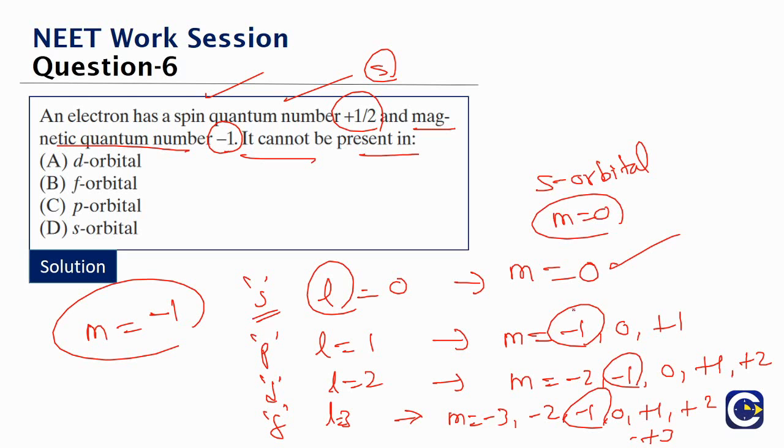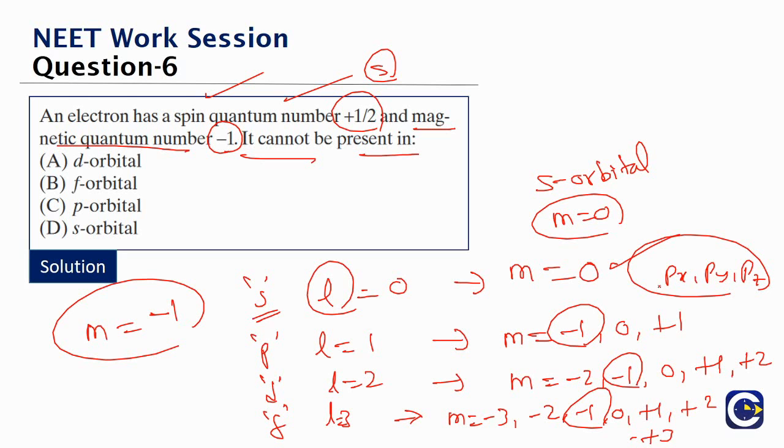P orbitals, right? We'll have three types of p orbitals: px, py and pz. For one of them the magnetic quantum number will be -1, for another it will be 0, for the other one it will be +1. For the d orbital there are 5 d orbitals, with magnetic quantum numbers -2, -1, 0, +1, +2. For f orbitals, magnetic quantum number can have values -3, -2, -1, 0, +1, +2, +3.